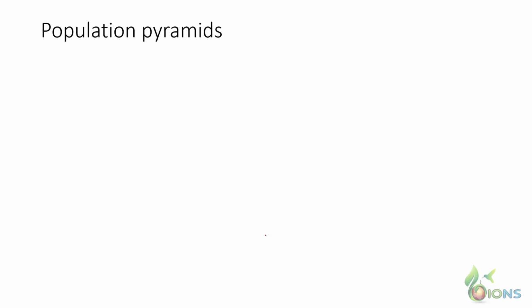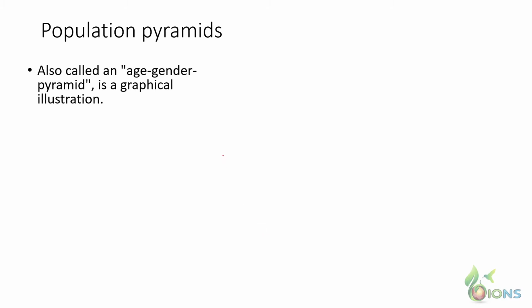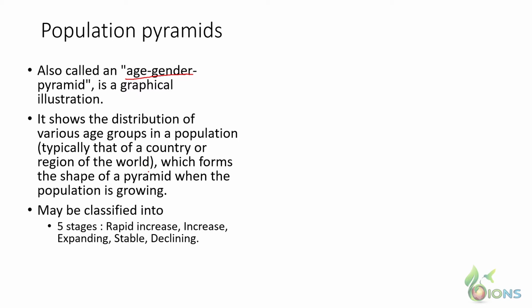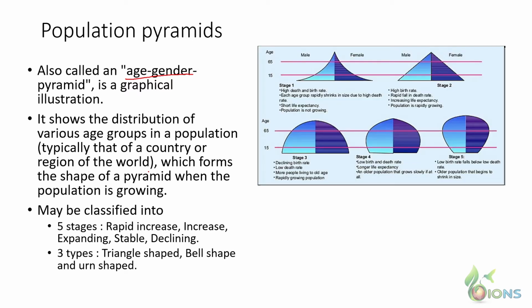So this kind of distribution can be understood by a population pyramid. Population pyramids are basically a graphical representation, and they show us the distribution of different age groups of a population with respect to their sexes, and they show if the population is growing, stabilizing or decreasing. So they can be found in different stages. There might be rapid increase, then increase, and then expanding, then it will stabilize, and then it can be declining.